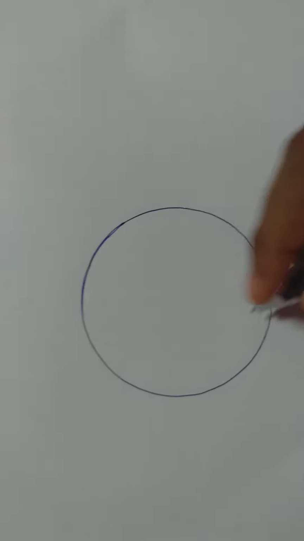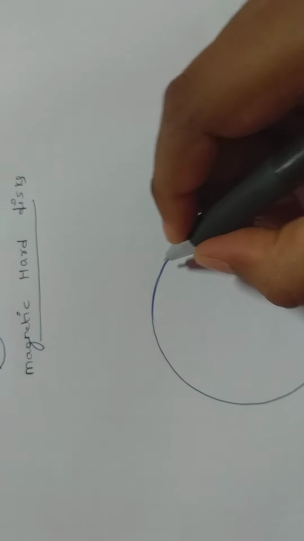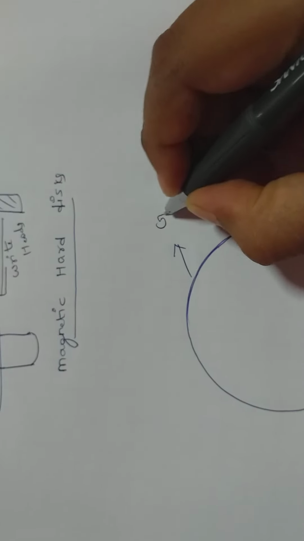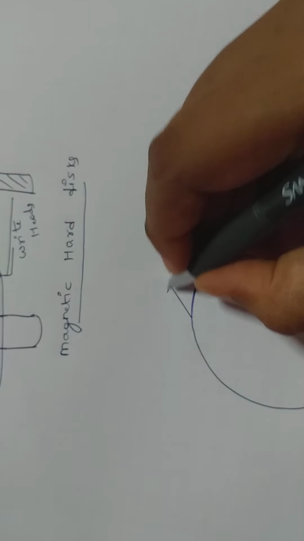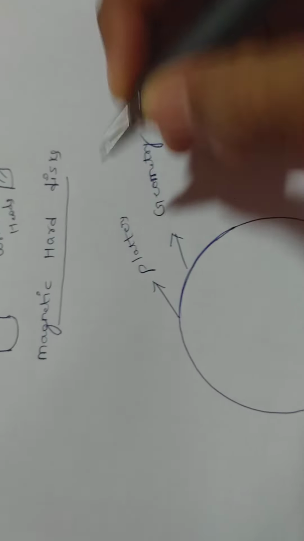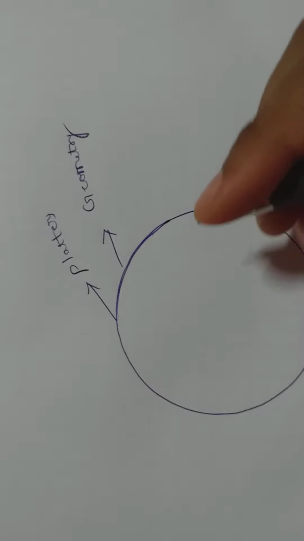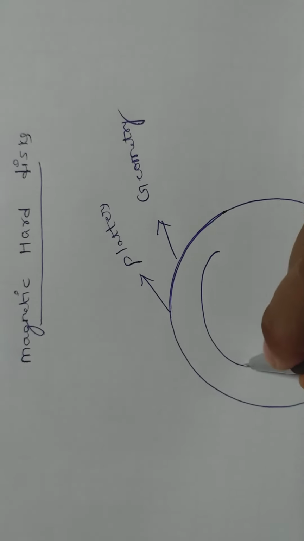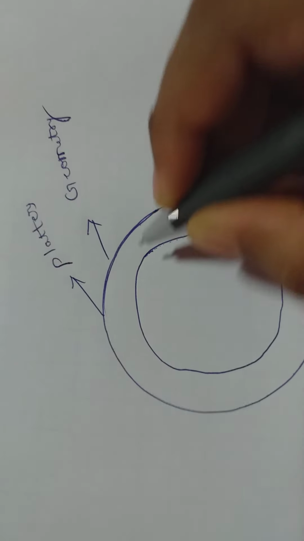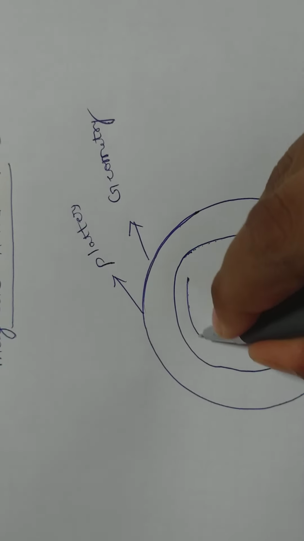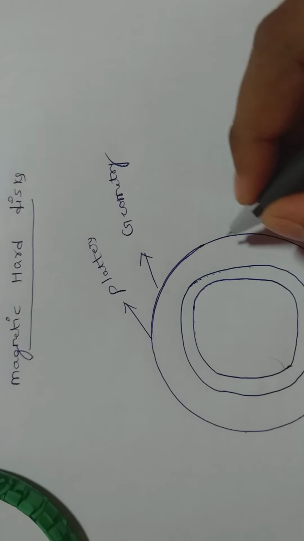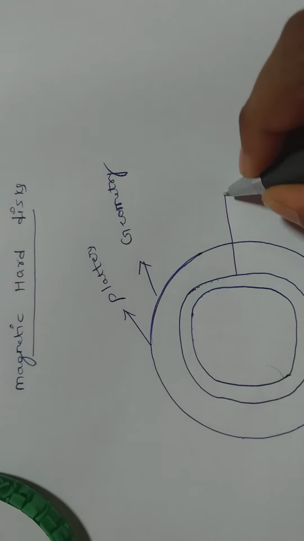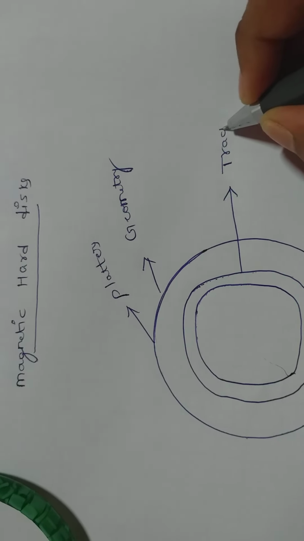This is the disk. We call it a geometry, and also we call it platters. Platters. In the disk we have an inner part, and this is called tracks.